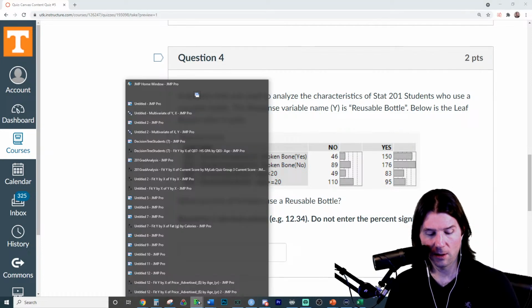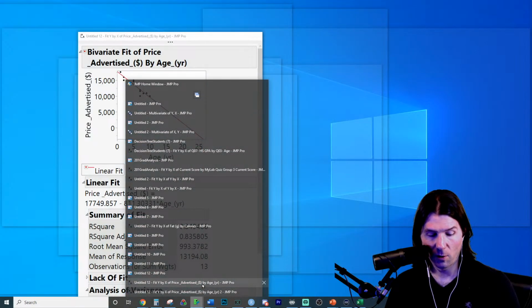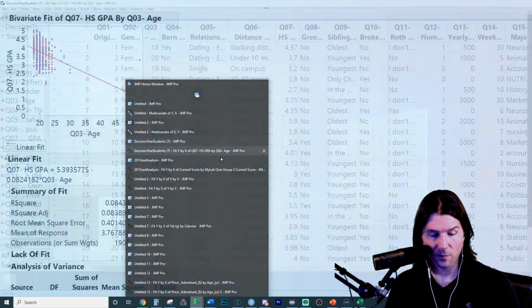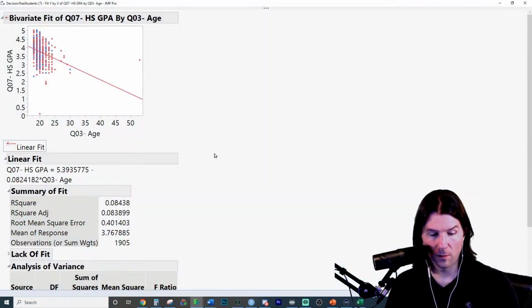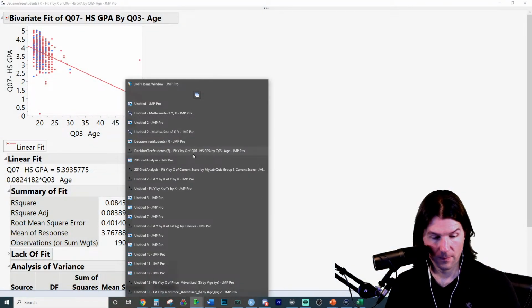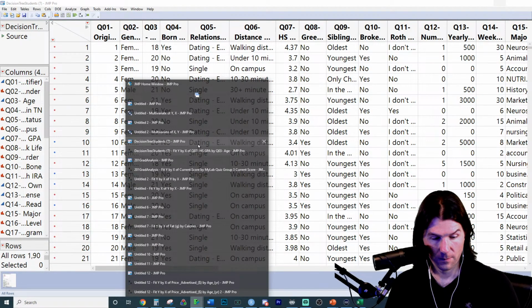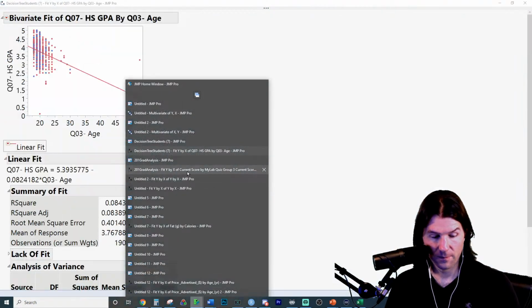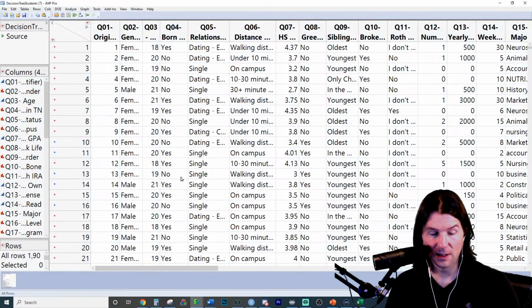Do I still have my decision tree up? Tell me I didn't close it out. Of course I closed it out, right? When you make a decision tree, oh no, that's not the decision tree. I had to have closed it, didn't I?